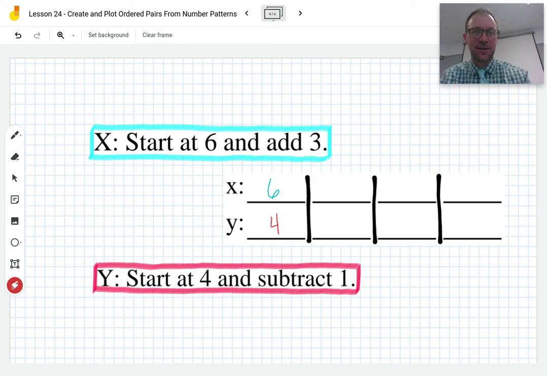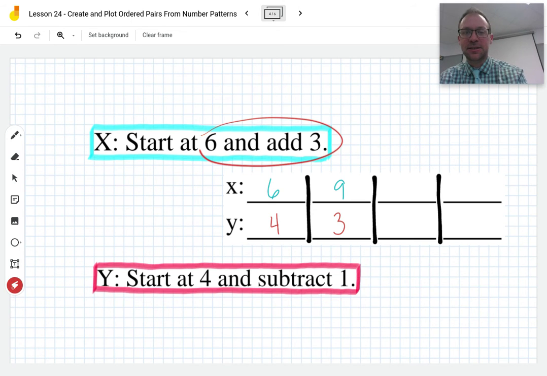All right, let's see. Did you get 9, because 6 plus 3 is 9, as your X coordinate, and 3, because 4 minus 1 is 3, right? 6 add 3 is 9. 4 subtract 1 is 3. So 9, 3 is our next ordered pair. Let's keep going. What's the next two ordered pairs? Find this one and this one. Go ahead.